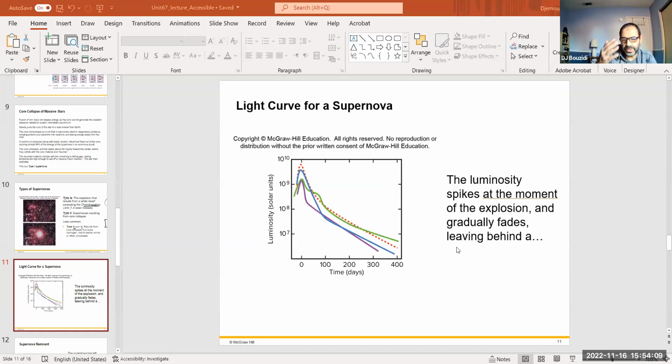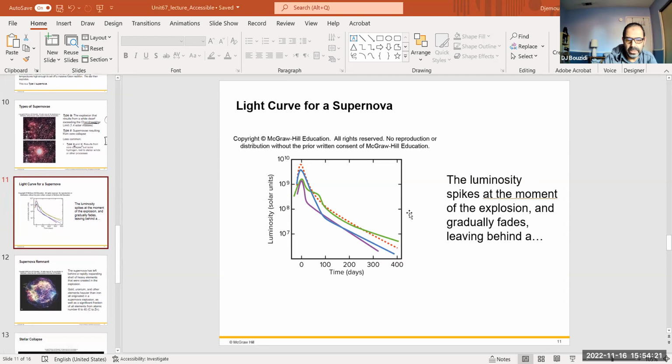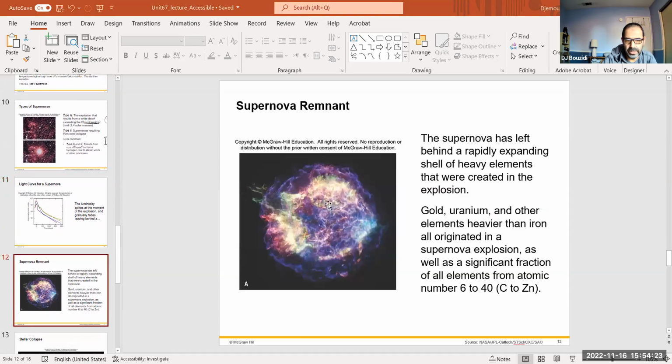This process takes only a few days, actually, and then the luminosity will decrease over time. Because again, that whole process of making energy starts to cool with the expansion of the materials as they are expelled. Here is a supernova remnant.